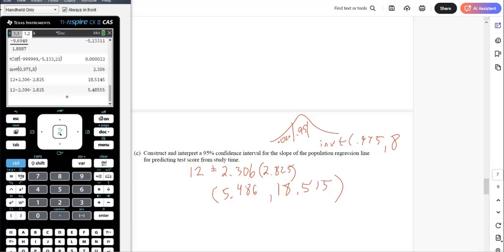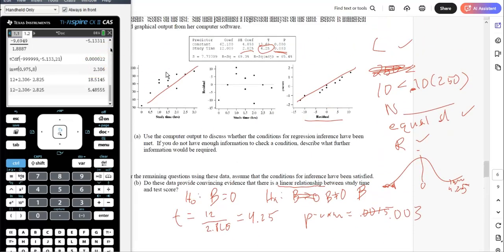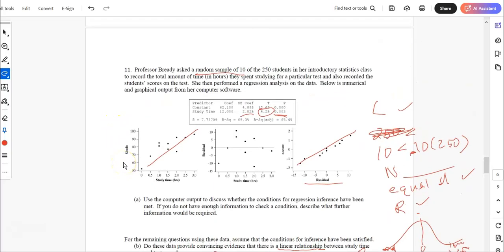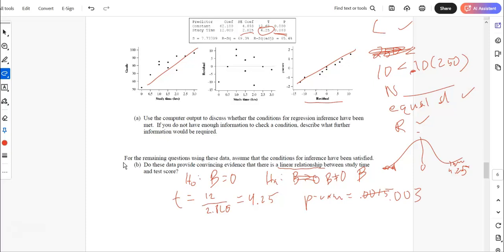So interpret: we are 95% confident the interval from 5.486 to 18.515 contains the true population slope where x equals study time and y equals grade for students who are in the introductory stats class.